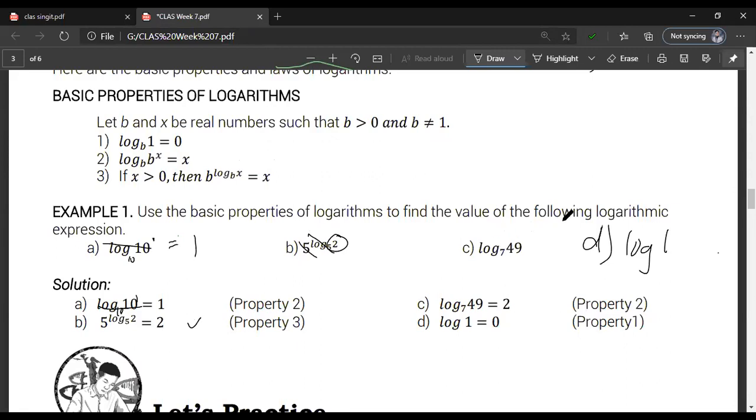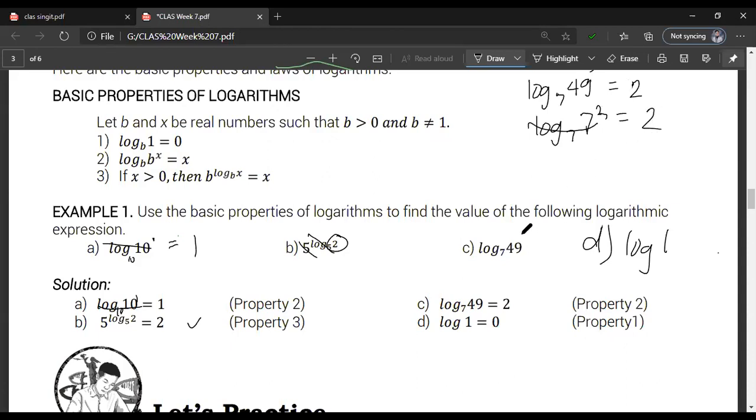Okay. How about C? Logarithm of 49 to the base 7 is equal to 2. So, applyin natin ang property, that is property number 2. Bakit? Kasi po, ang 49 can be rewritten as 7 squared. Tama? Di ba ang 49 ay 7 squared? So, since 7 squared siya, pwede natin i-cancel yung logarithm of 7 with the base 7, at may maiiwan, 2.